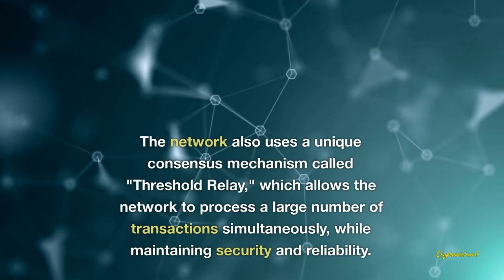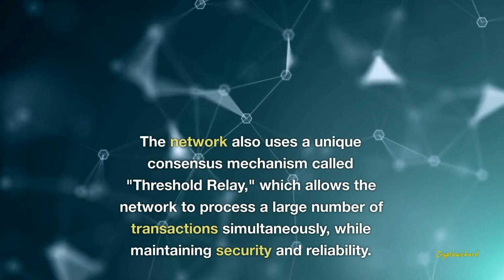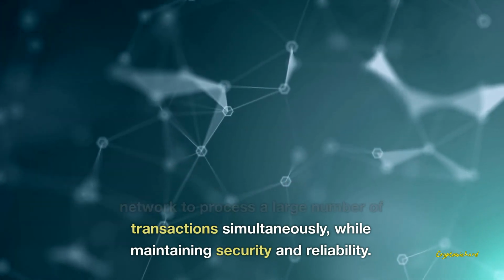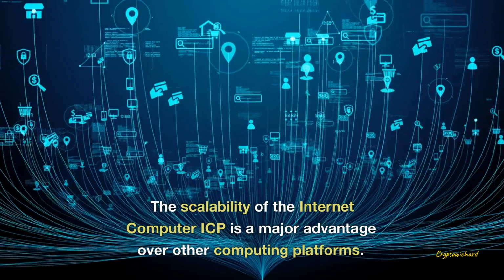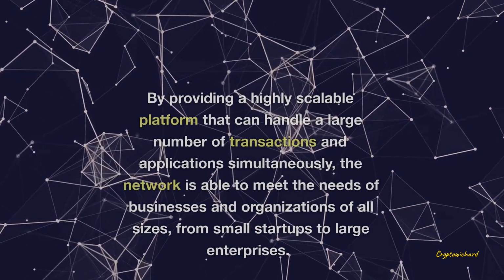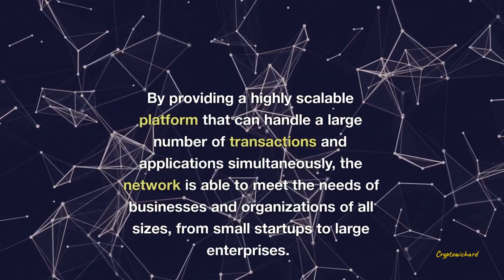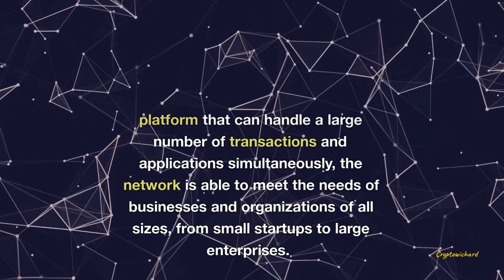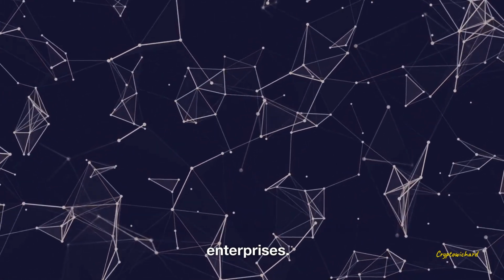The network also uses a unique consensus mechanism called threshold relay, which allows the network to process a large number of transactions simultaneously, while maintaining security and reliability. The scalability of the Internet Computer ICP is a major advantage over other computing platforms. By providing a highly scalable platform that can handle a large number of transactions and applications simultaneously, the network is able to meet the needs of businesses and organizations of all sizes, from small startups to large enterprises.